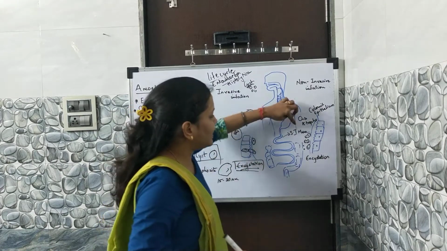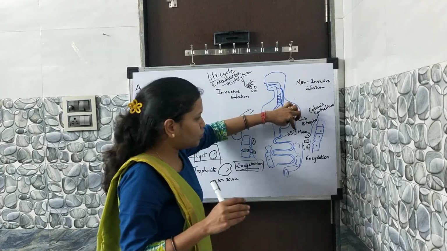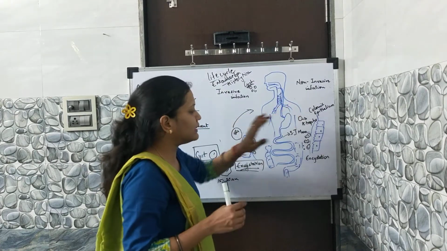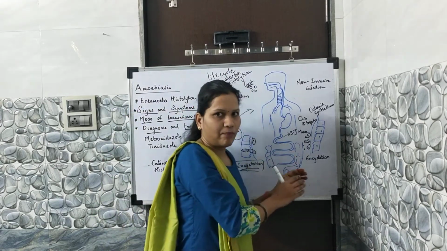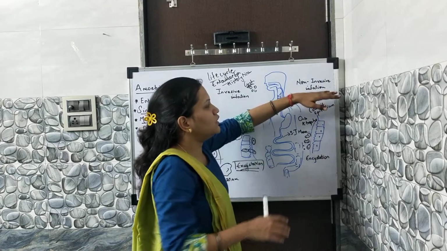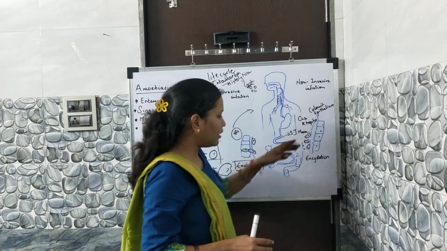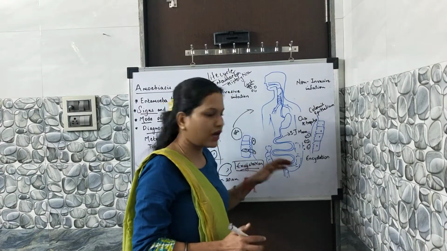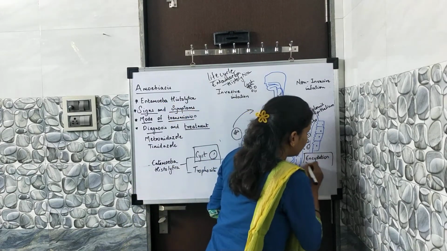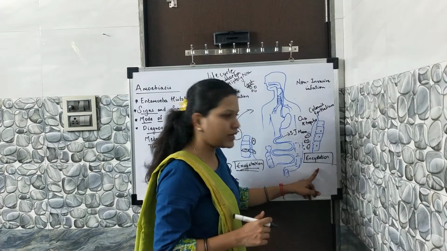Now, from the small intestine, these trophozoites are going to enter the large intestine. Now, what happens in the non-invasive infection when these trophozoites enter the large intestine? Encystation occurs. What do we mean by encystation?